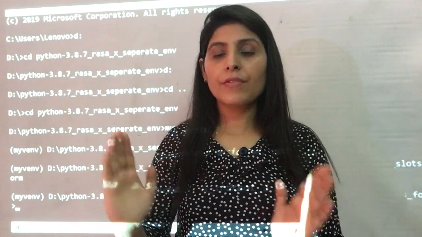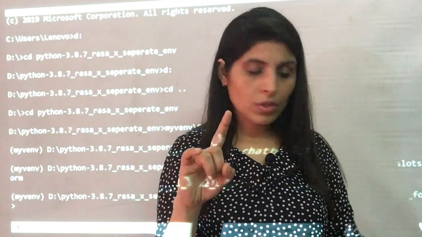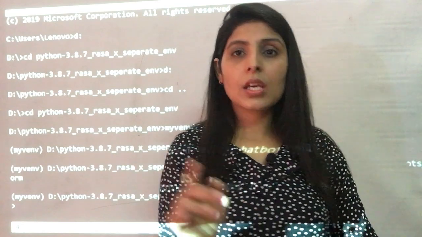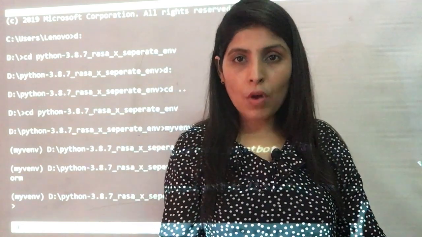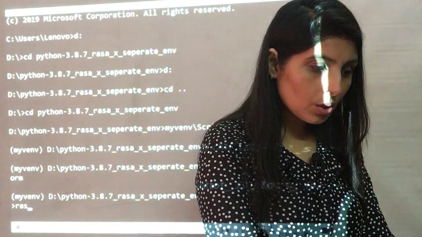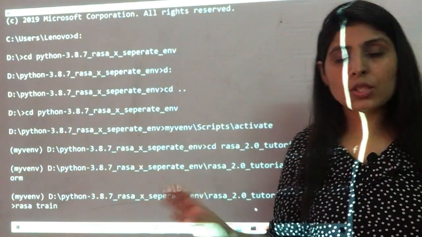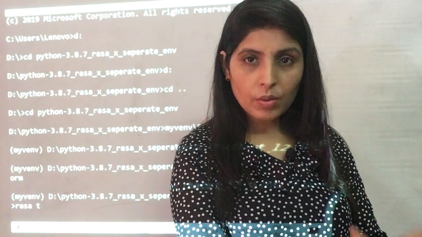Now we have 3 command prompts. Now in each of the command prompts you have to run these commands. In the first command prompt, my model is already trained, so I'm not performing the training process, but if you want to train your model, you just need to write rasa train and enter. This will train your model, but my model is already trained, so I'm not running that step.